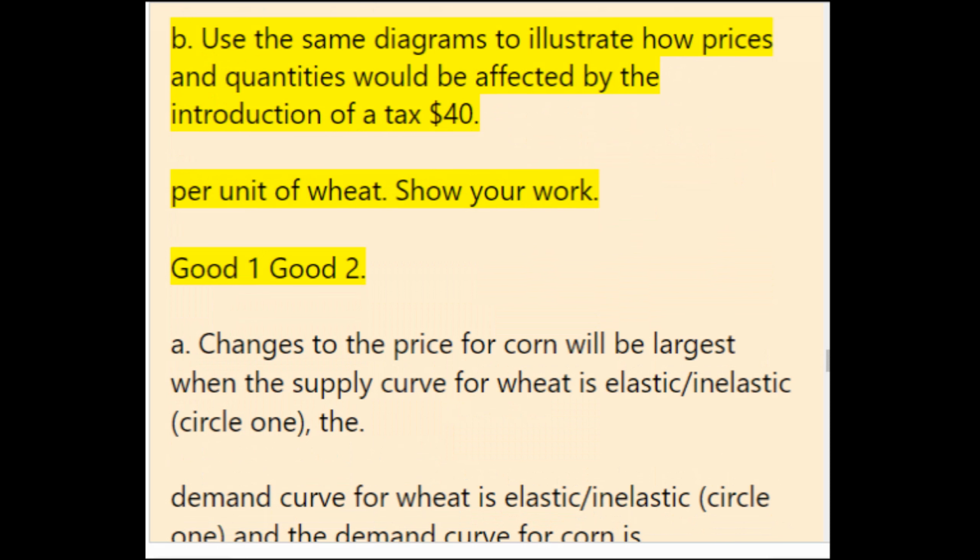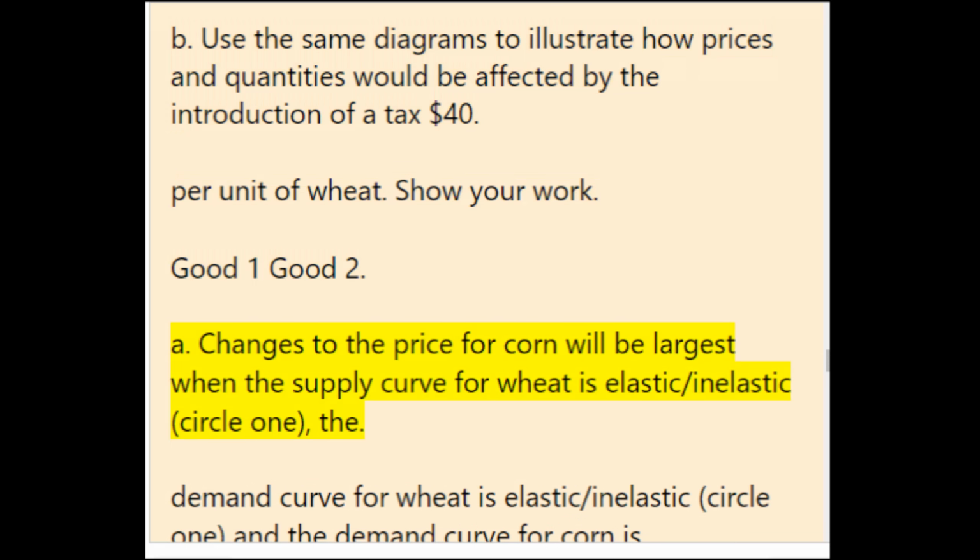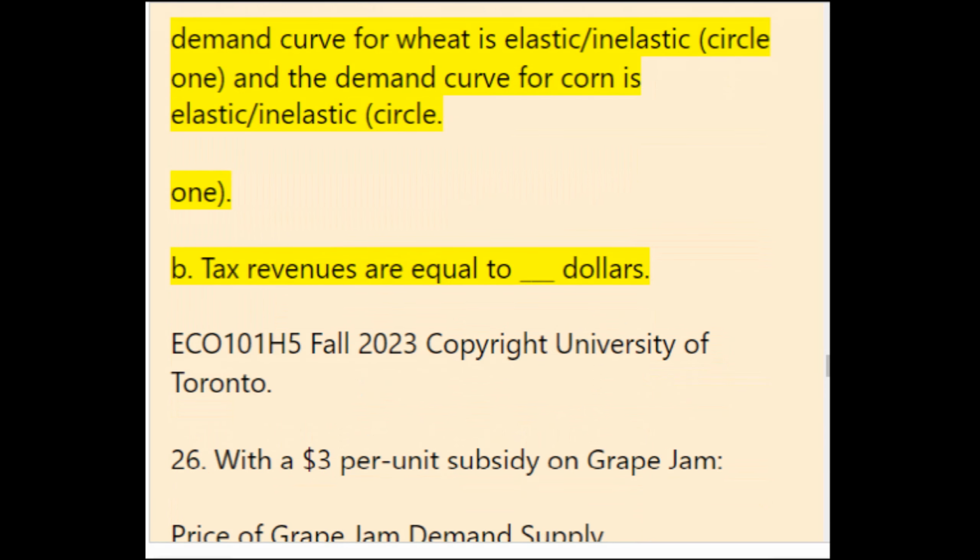Show your work. Good 1, good 2. A. Changes to the price for corn will be largest when the supply curve for wheat is elastic/inelastic, circle one. B. The demand curve for wheat is elastic/inelastic, circle one, and the demand curve for corn is elastic/inelastic, circle one. B. Tax revenues are equal to ___ dollars.